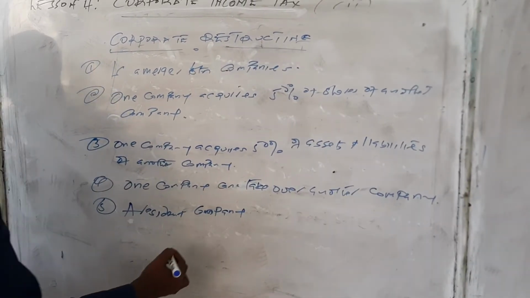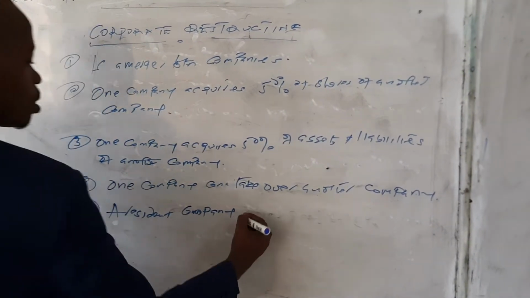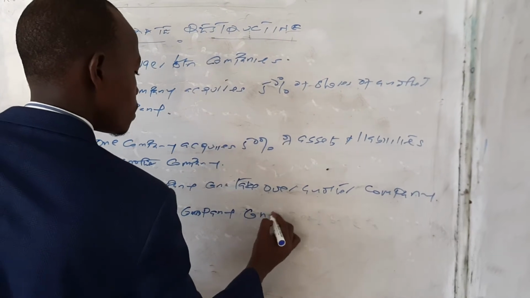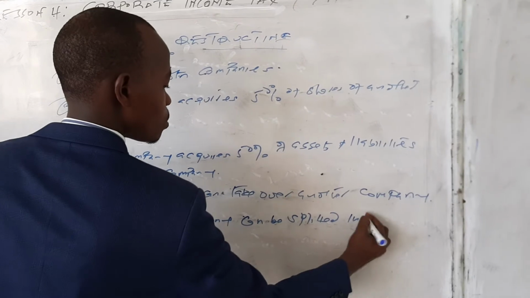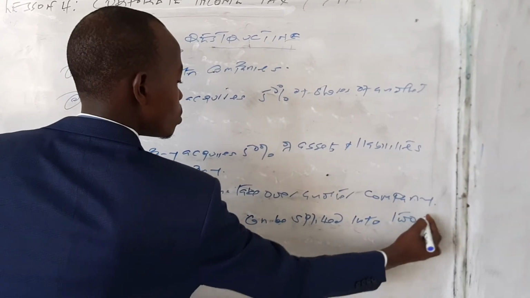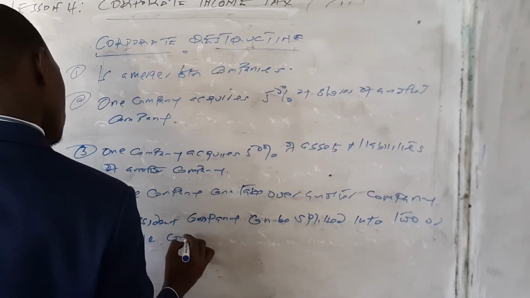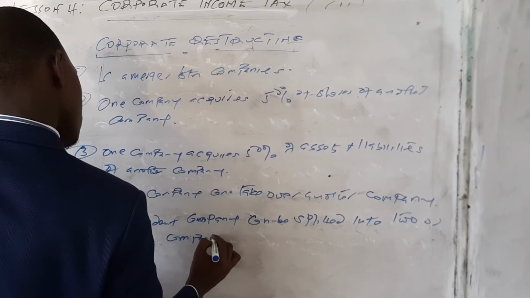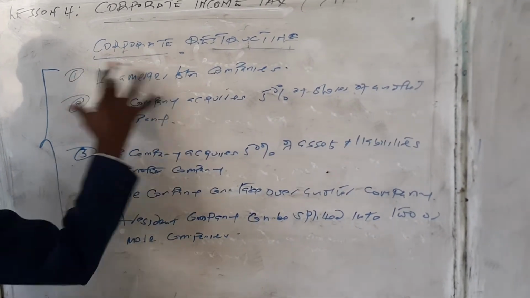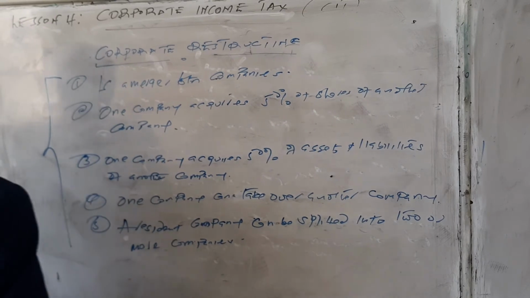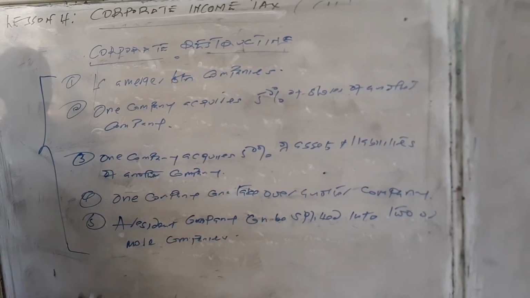A resident company can split into two or more companies. So all these mean corporate restructuring, and there are very many others you can look for. You can look for more.